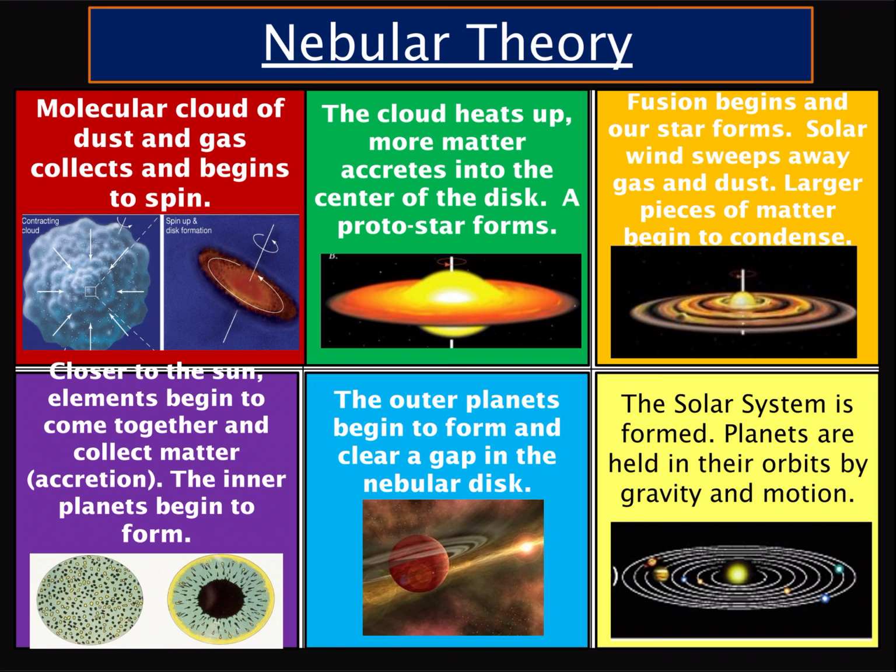So that's the purple box. We have accretion of that material, creating our smaller planets up close. So the bigger clumps have more gravity, and so that would pull smaller clumps to it, and that's what made our planets.